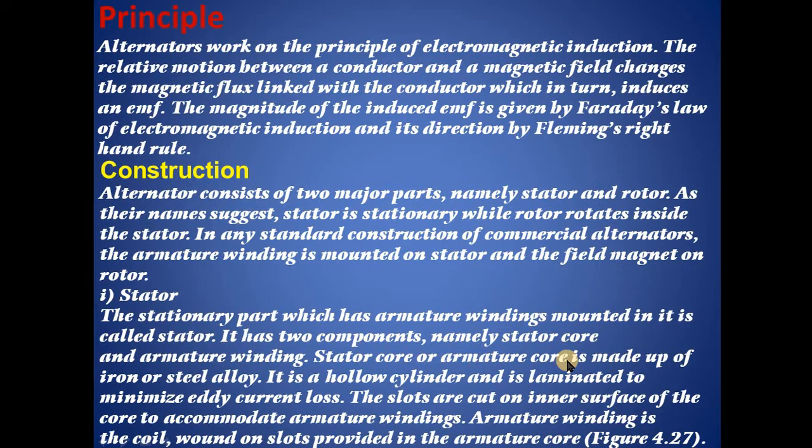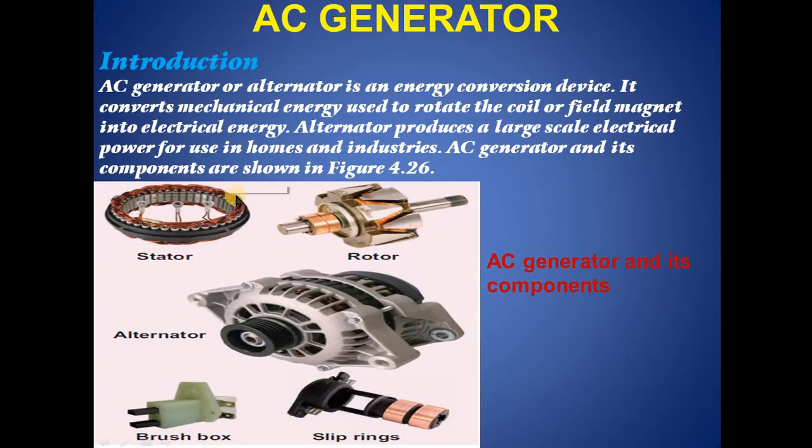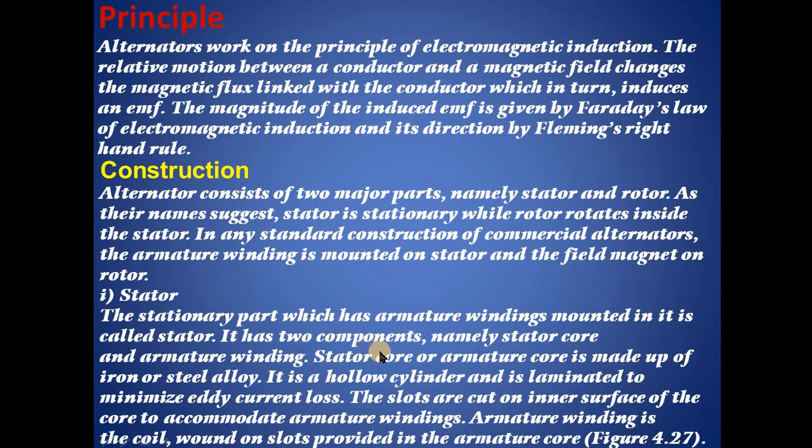Stator core or armature core is made up of, please note it down, iron or steel alloy. It is a hollow cylinder and is laminated to minimize eddy current losses. This is the hollow cylinder shape, which is laminated by sheets because we want to reduce the eddy current. So this is the stator core.